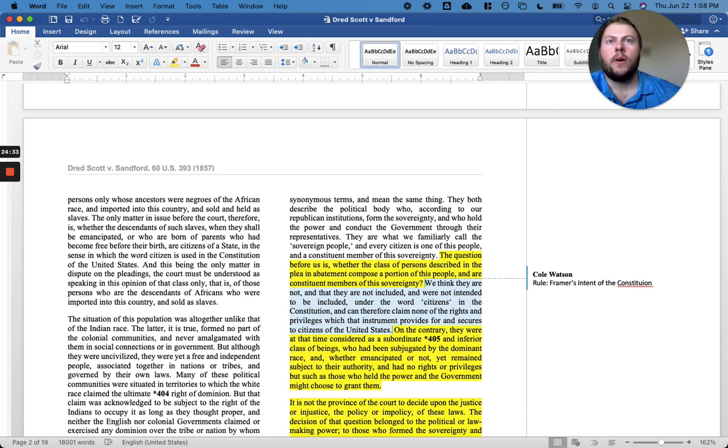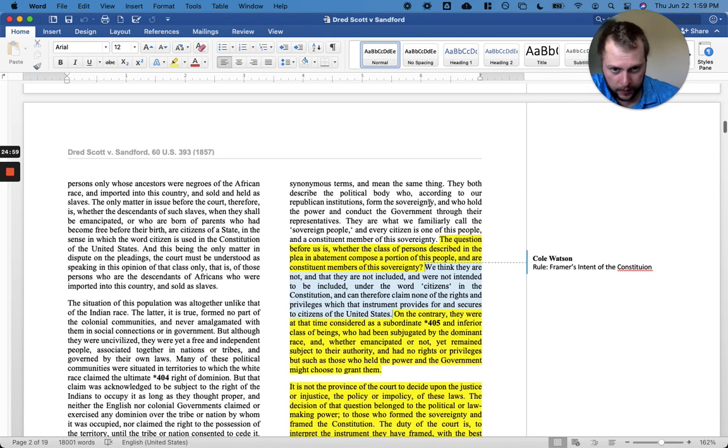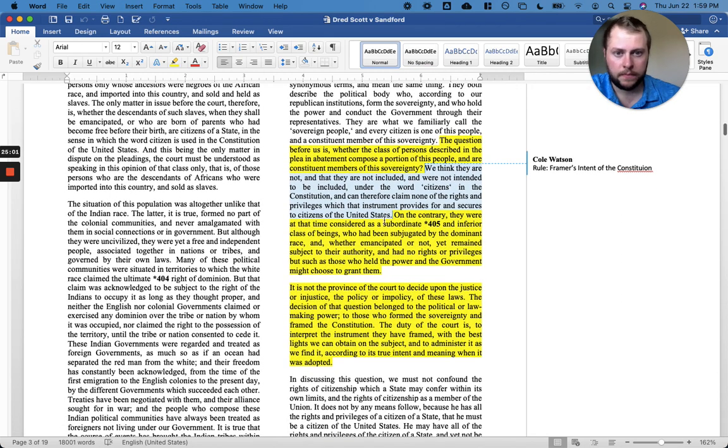So, the court declared that African Americans, whether enslaved or freed, were not considered citizens under the United States Constitution. It argued that at the time of the Constitution's drafting, African Americans were viewed as inferior and not intended to be included as citizens. The court referred to its own historical analysis to support this interpretation and referenced state laws and precedent to support their claim. So here's the next highlighted section.